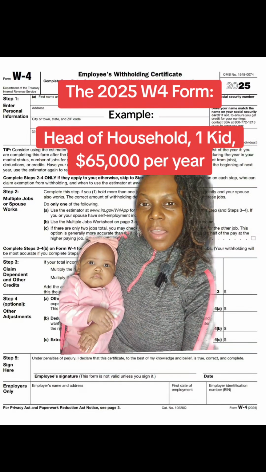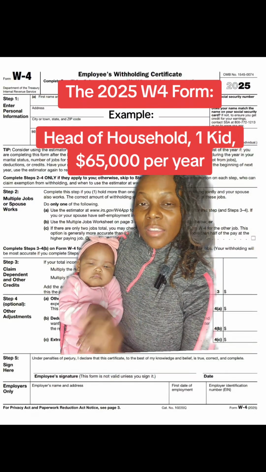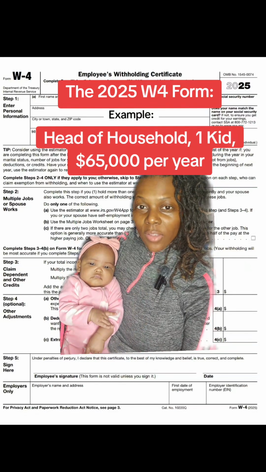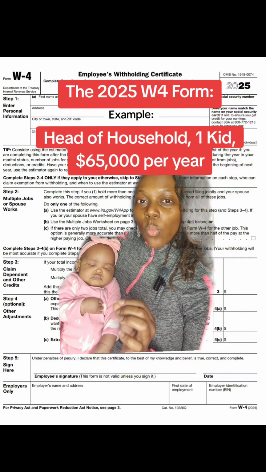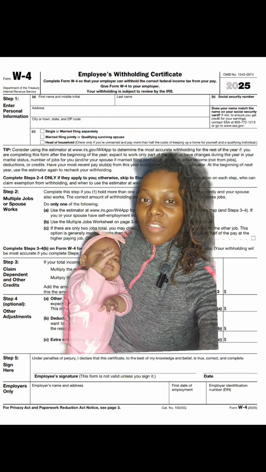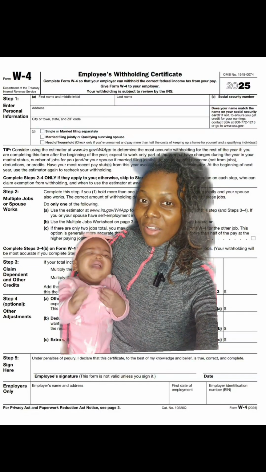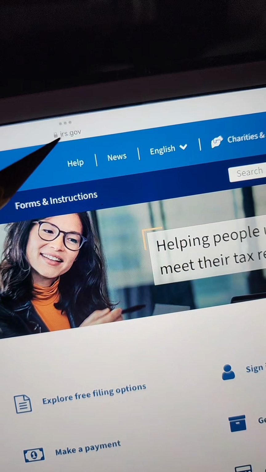The 2025 W4. And in this example, we are going to do head of household, a single mom with one kid making $65,000 a year. Let's go. All right, we're going to start on the IRS website, irs.gov.